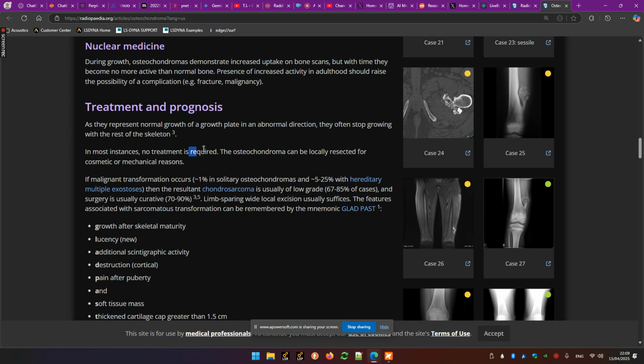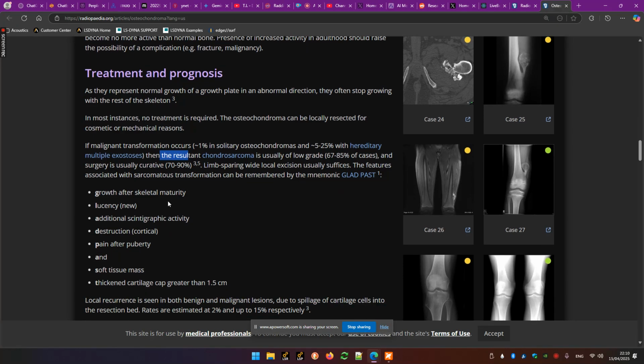In most instances, no treatment is required. The osteochondroma can be locally resected for cosmetic or mechanical reasons. If malignant transformation occurs, in 1% of solitary lesions, more with hereditary multiple exostoses, then the resulting chondrosarcoma is usually low grade, and surgery is usually curative. Limb-sparing wide local excision is usually sufficient. The features associated with sarcomatous transformation can be remembered by: growth after skeletal maturity, lucency, additional destruction, pain after puberty, soft tissue mass, and thickened cartilage cap.